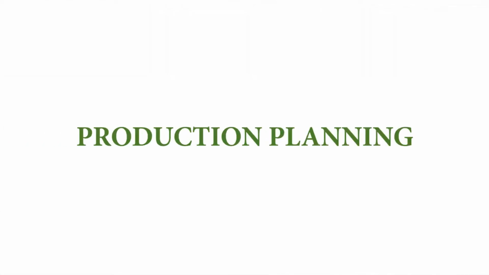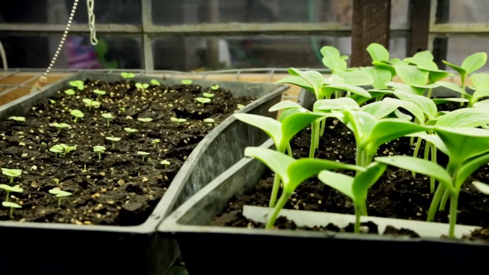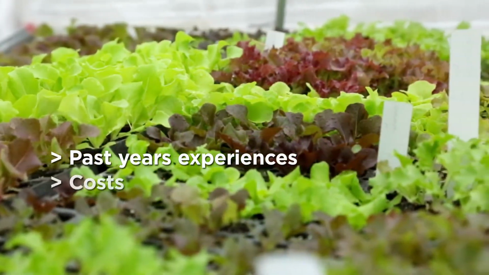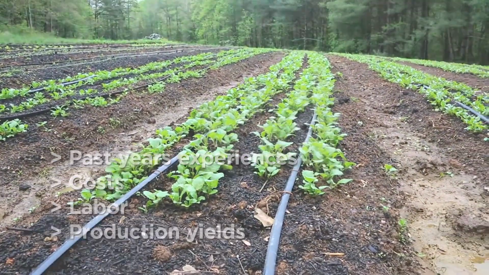The next step is to develop your farm production plan. The production plan is essential. It's a plan for everything you want to grow, how much space it will take up, and how it'll be marketed or sold. Past years' experiences, costs, labor, and production yields will help you plan for new farm ventures.